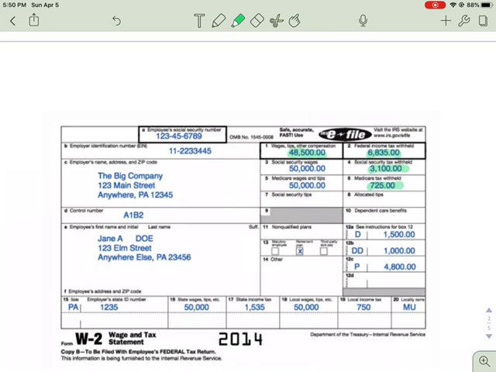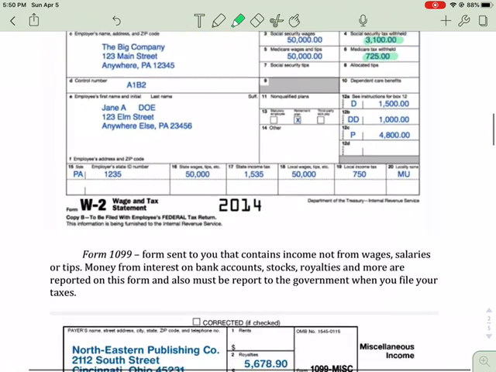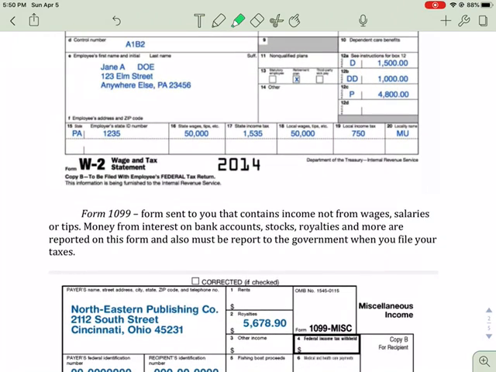Now, there may be some differences between your wages and your Social Security wages. That might be down here as something that is called a tax-deferred contribution, and we're going to take a look at that in a little bit. And then you have your 1099 form.